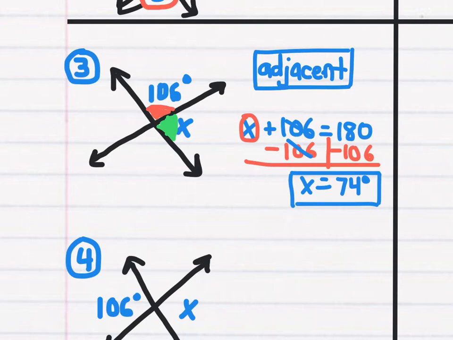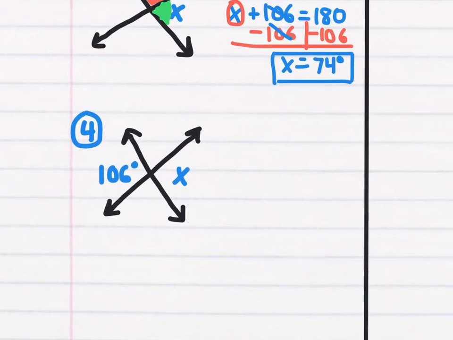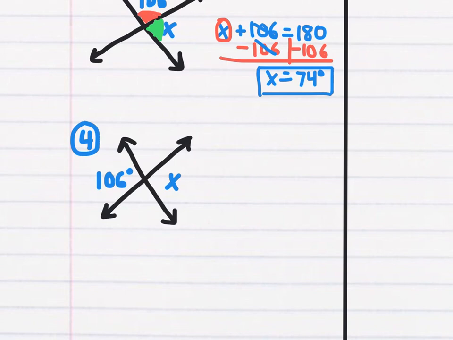Okay, now let's take a look at problem number 4. On problem number 4, now let's look at the 106 and the x, and let's color those parts of their angles. Let's color them in. So here's the x, okay, and the 106 degrees just goes from here to here, so there's the 106. And now notice that they're opposite from one another. They're not adjacent, they're opposite, so we call them vertical. So go ahead and write vertical next to that problem.